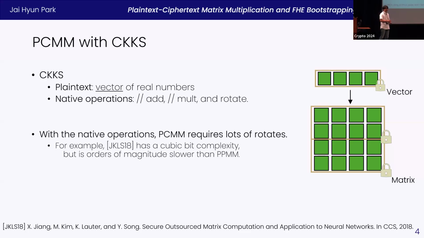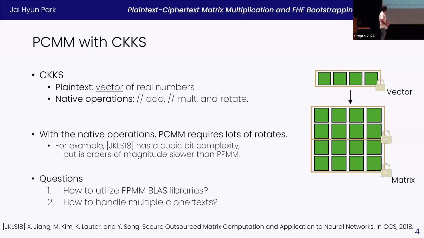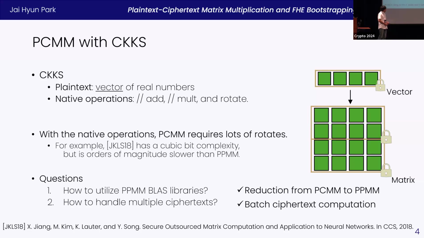So rotation itself is heavy, and more importantly, it is not very compatible with BLAST libraries, so it makes it difficult to use BLAST libraries for PCMM. So our question is how to utilize BLAST libraries for PCMM. And the second interesting question was how to manage the multiple ciphertexts involved in large PCMMs. To address the first issue, we suggest a reduction from PCMM to PPMMs. And to tackle the second one, we suggest a batch ciphertext computation.